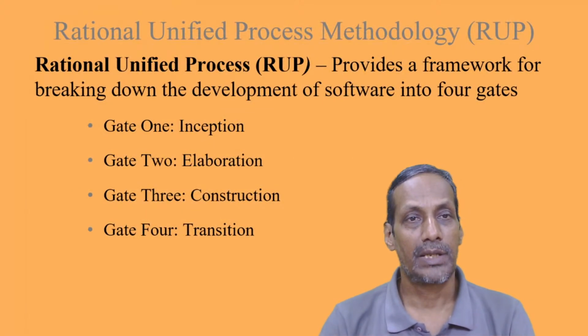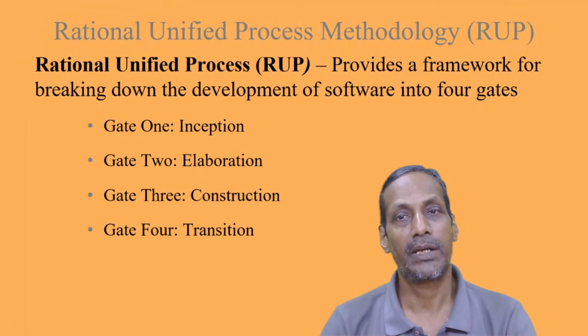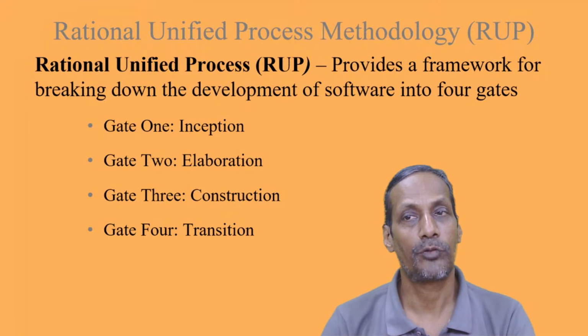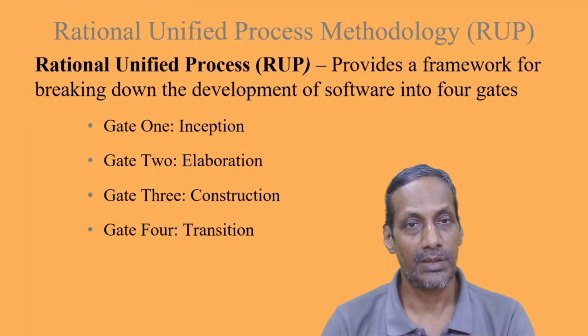We also have the Rational Unified Process, which provides a framework for breaking down the development of software into four phases: the inception phase, the elaboration phase, the construction phase, and the transition phase. So when you go through these four phases, you can come up with a new solution for a typical organizational problem.